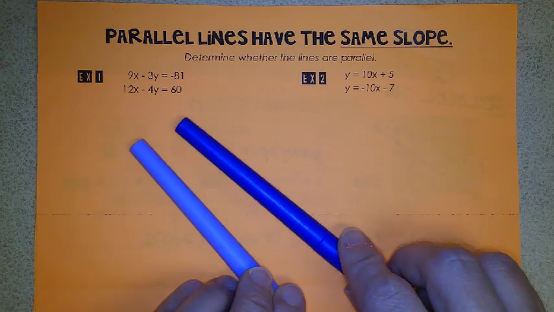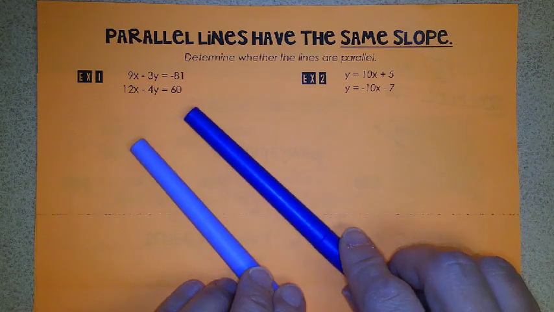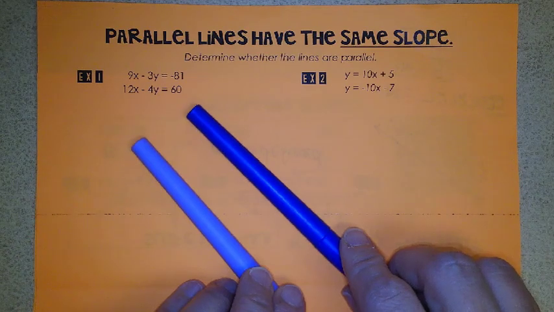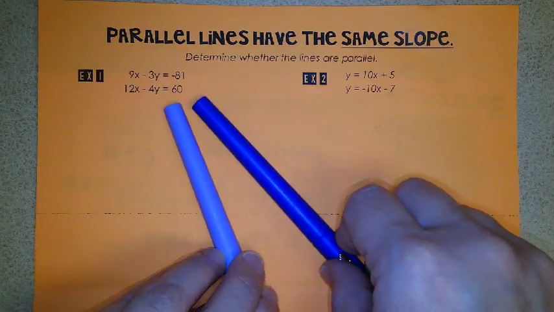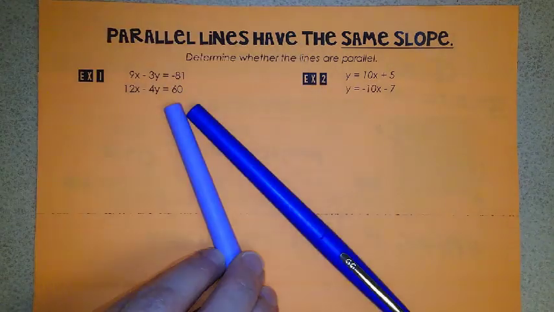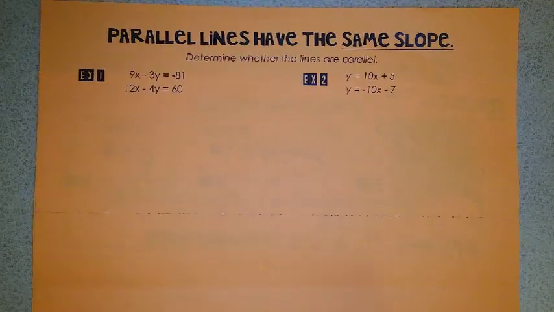So in order for them to never touch, never intersect, and always be the same distance apart, they have to have the exact same slope. Otherwise one of them could be tilted in the slightest little amount, and because lines keep going forever, they're eventually going to touch.